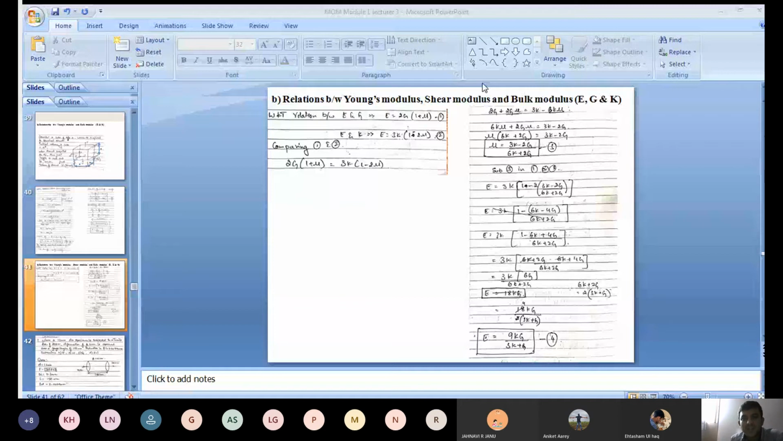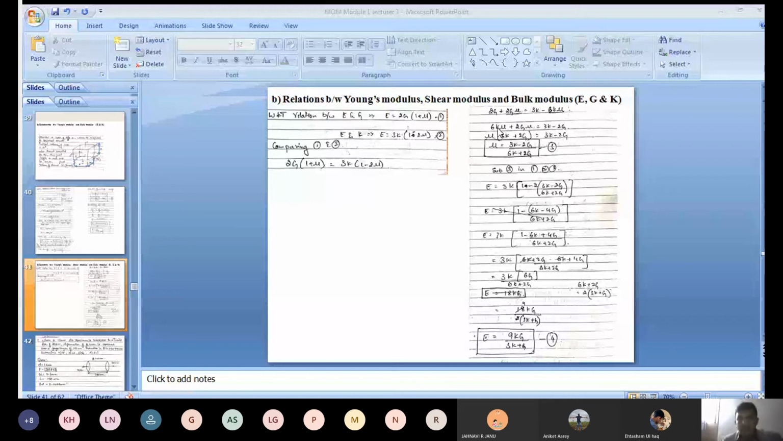Now substitute equation 3 into either equation 1 or 2. Substitute equation 3 into equation 1 or 2. Then you simplify it. Once you have simplified it, finally what you will get? Young's modulus is equal to 9 times K G divided by 3 times K plus G.